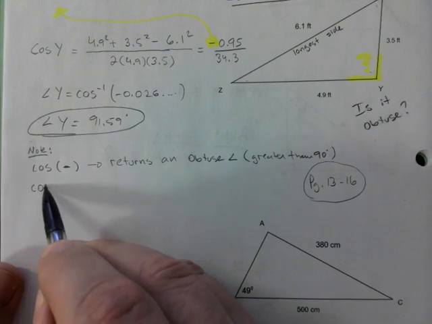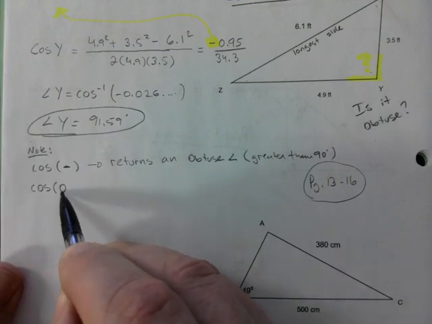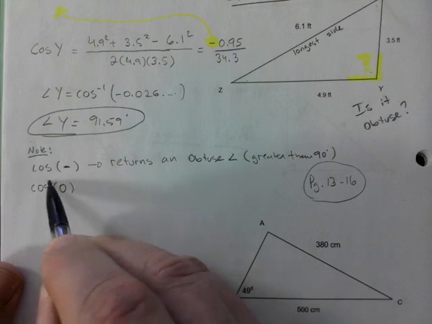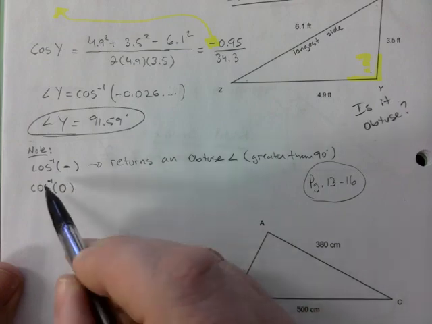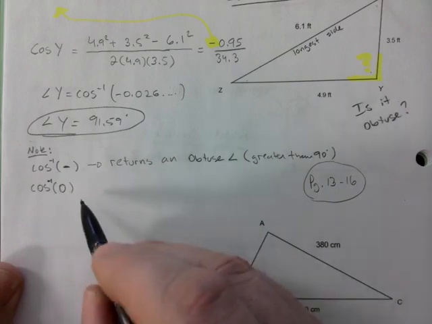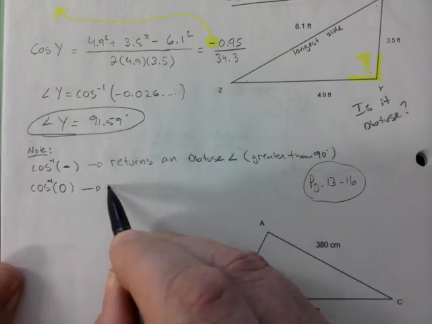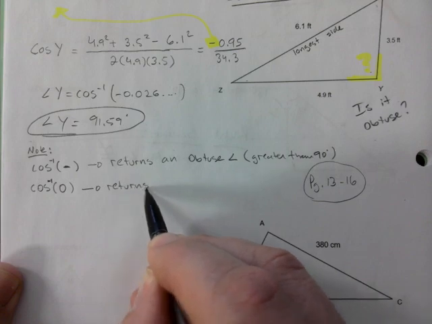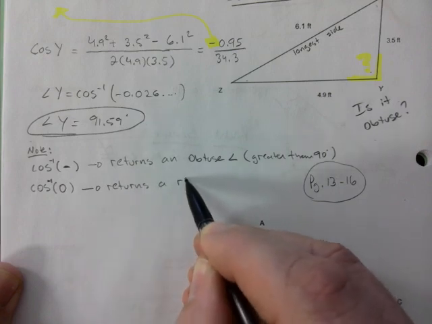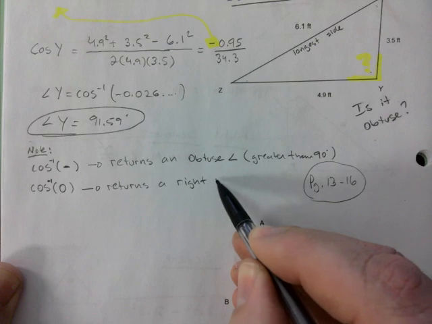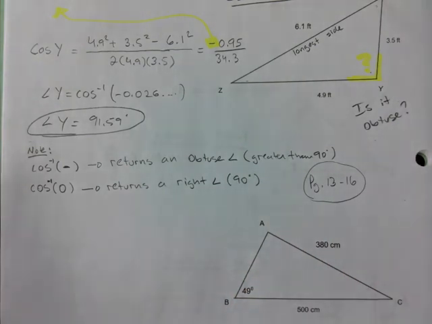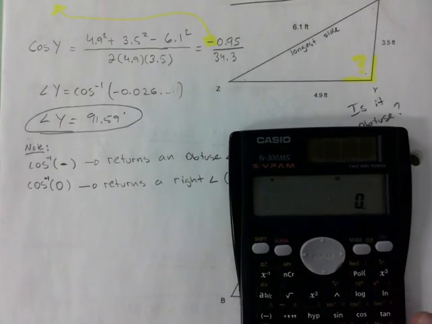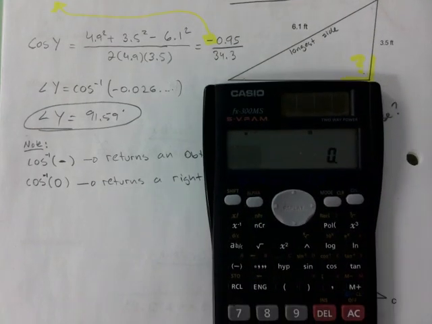If you have cosine inverse of 0, sorry, I should say this, make sure you go inverse. Inverse of 0 returns a right angle, right? So it's 90 degrees. Grab your calculators real quick. Let's just make sure we understand that.